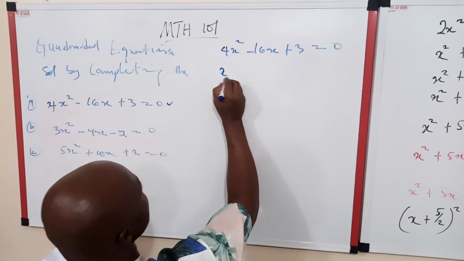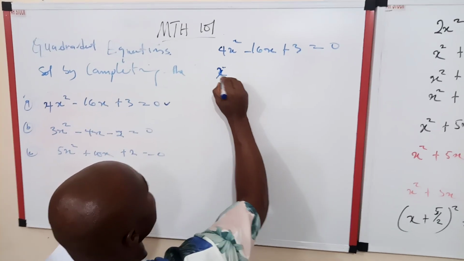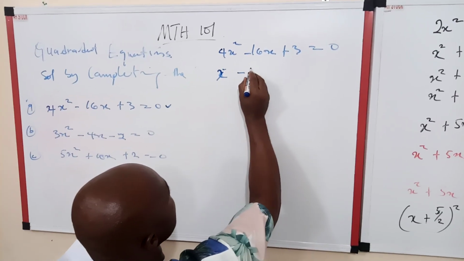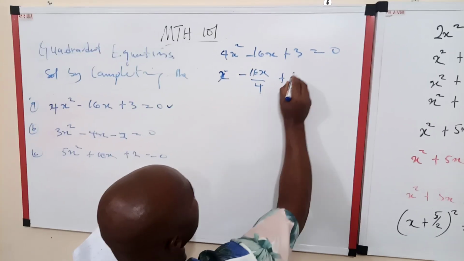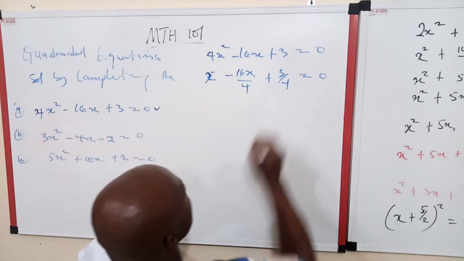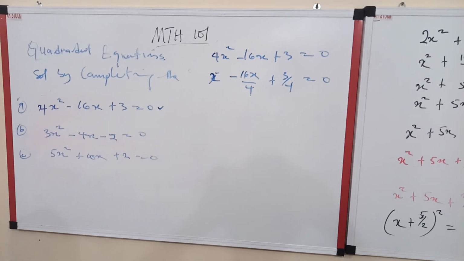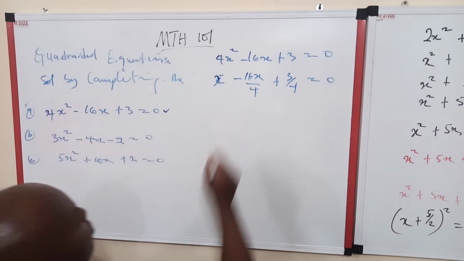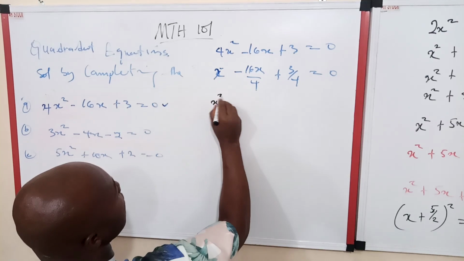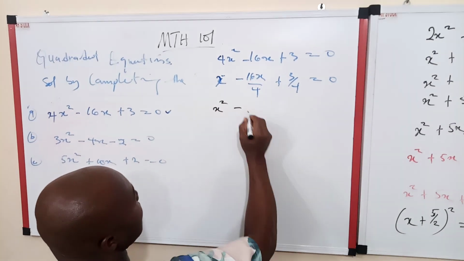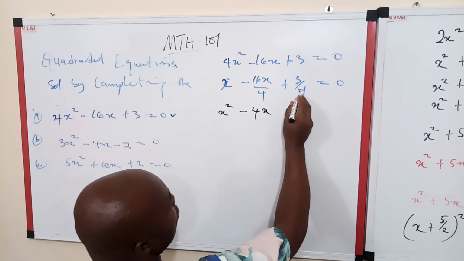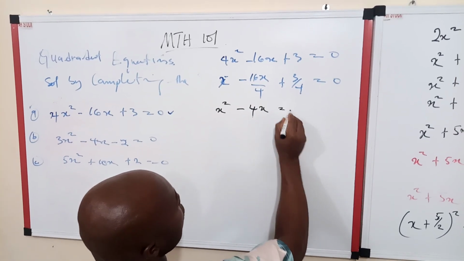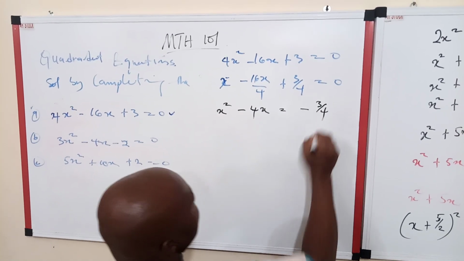So in doing so, we are going to have x squared minus 16x all over 4 plus 3 all over 4 equal to 0. That's what we have. Now, this we can also simplify. 16 divided by 4 is negative 4x. Now this one, you take it to the other side, so it becomes negative 3 over 4.